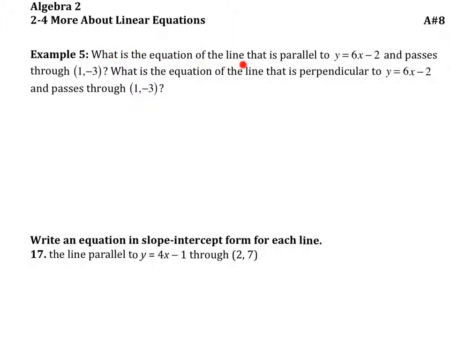What is the equation of a line that is parallel to y equals 6x minus 2 and passes through this point 1, negative 3? Second part, what is the equation of a line that is perpendicular to y equals 6x minus 2 and passes through, oh look, the same point? So the first thing we want to observe is that part A is asking us to look at a parallel line, and part B is asking for a perpendicular line.